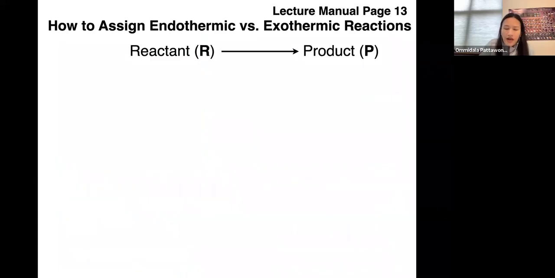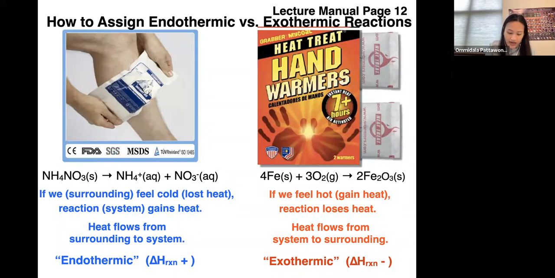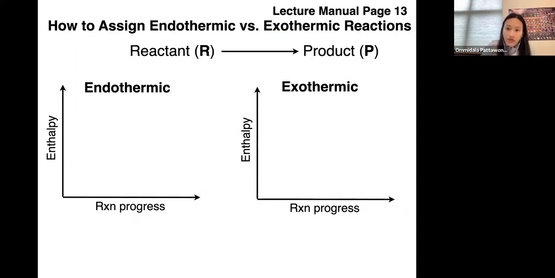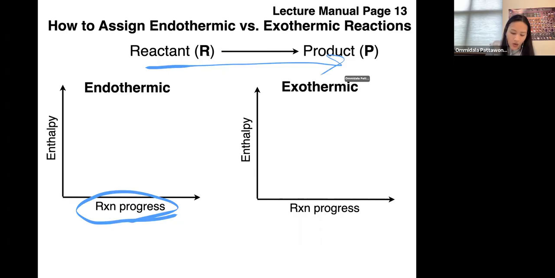All right, so now I'm going to give you a graphical representation. Let's take a look at all of this in terms of reactant going to product, similar to what we see here. So I'm going to plot a graph of the endothermic and exothermic. The x-axis would be the reaction progress, going from reactant to the product, and the y-axis would be the heat of reaction, the enthalpy.